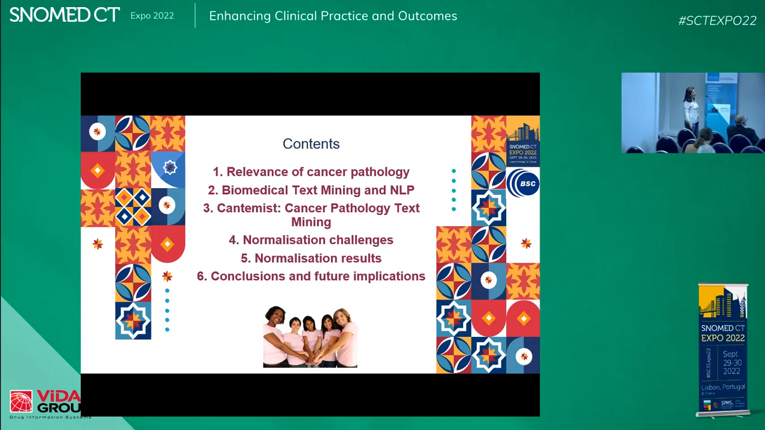Some of the results we have obtained when comparing ICD-O with SNOMED and with NCI Thesaurus, and the conclusions and future implications, because as Dr. Igali has also pointed out, the diagnosis of cancer has changed a lot and is having much more genetic component and biomarkers, etc.